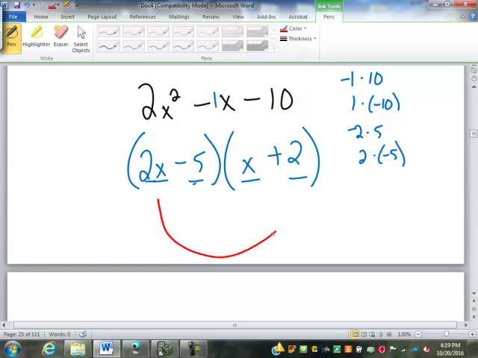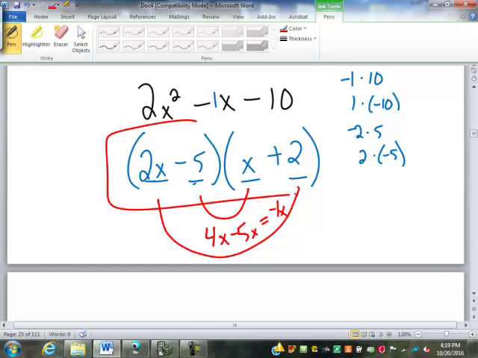And let's double check just to be sure. 2x times 2, 4x. Negative 5 times x, negative 5x. And that combines to make negative 1x, which is what we wanted. So there it is. What do you guys think?